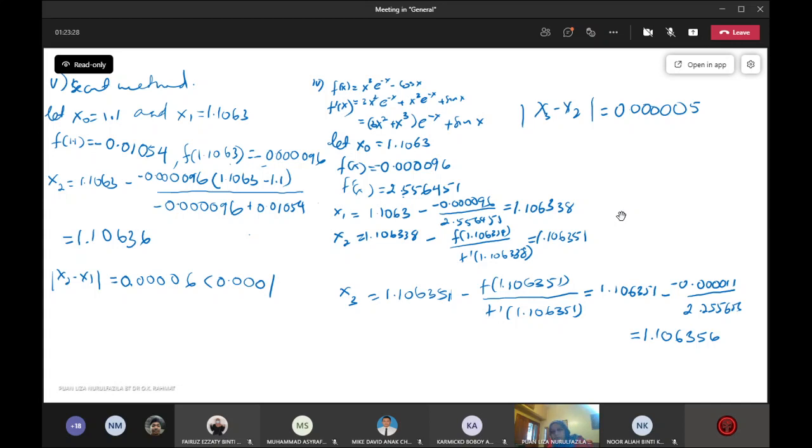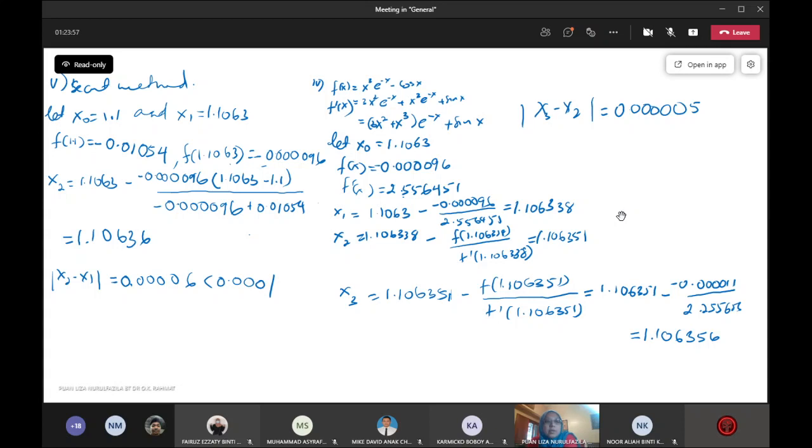All right, can we move on? Hello class, are we done? Yes. All right, so that should cover our topics on root finding. So we'll move on to the next topic, which is interpolation.